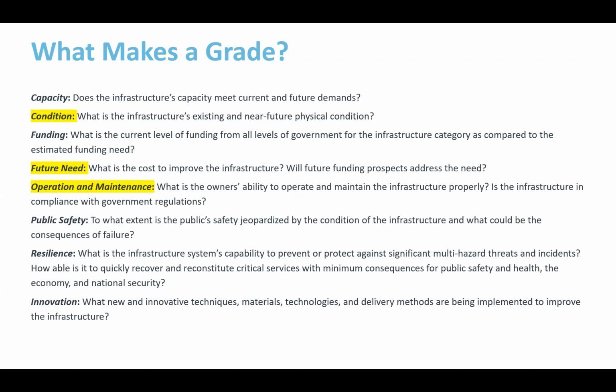You have operational maintenance needs, public safety, of course, resilience. What's the infrastructure system's capability to prevent or protect against significant multi-hazard threats and incidents? And lastly, innovation. What's new and innovative in terms of these assets? The 3 that I'll focus on today are condition, future need, and operation and maintenance. That's not to say the other ones aren't important, but again, we have a limited time frame to discuss.